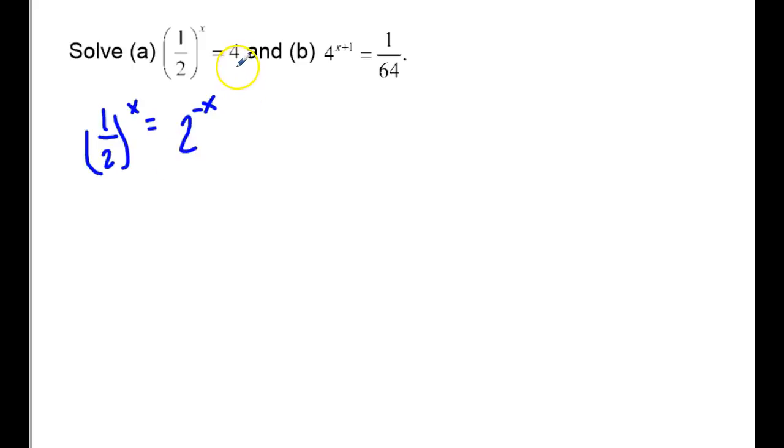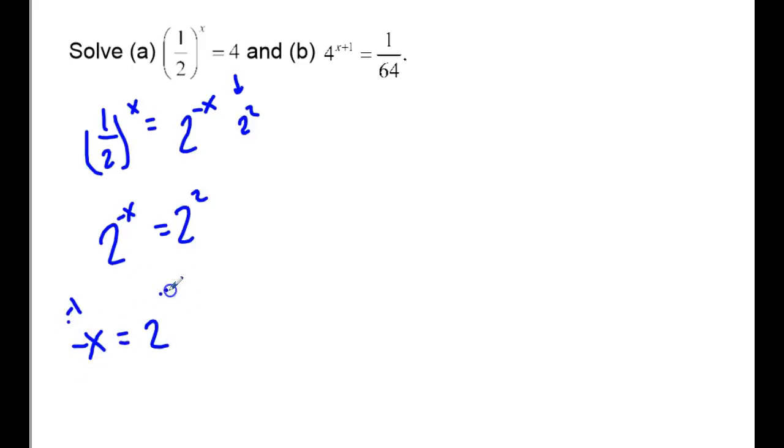So now I again have to write 4 in base 2, and I know that 4 written in base 2 is going to be 2 squared. So I can set this up, so 2 to the negative x equals 2 squared. Now that my bases are the same, I set my exponents equal. I don't like negative x, so I multiply times a negative 1, and I multiply times a negative 1. So I end up with x equals negative 2.